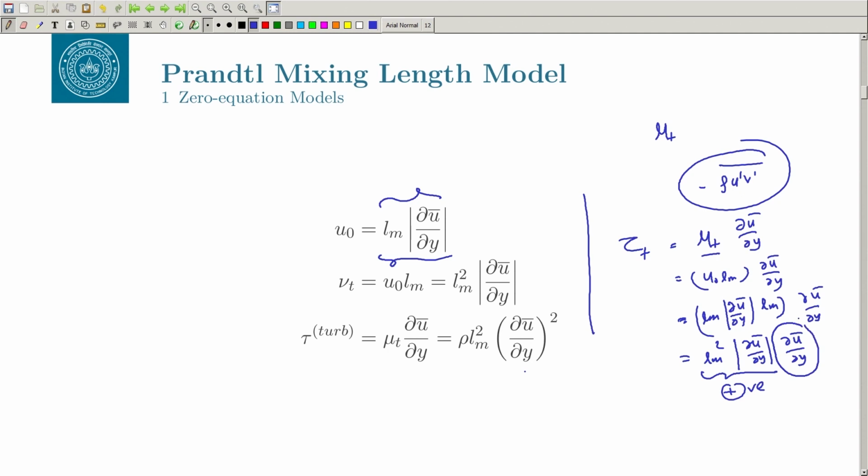And your stress will depend on the direction of the velocity gradient, which is what we have been talking about, that it depends on the mean flow velocity gradient, right. This mu t is basically a positive quantity, and of course, I think you have to multiply by rho here, because this is rho mu t. So this will be rho Lm square del u by del y, times del u by del y.